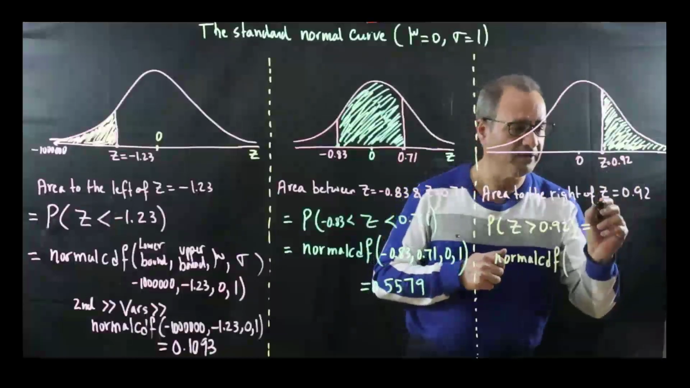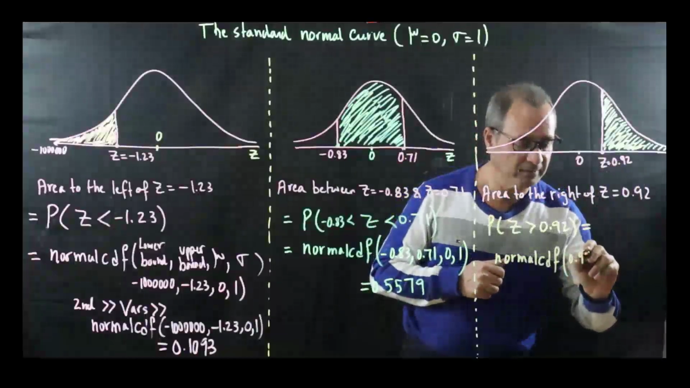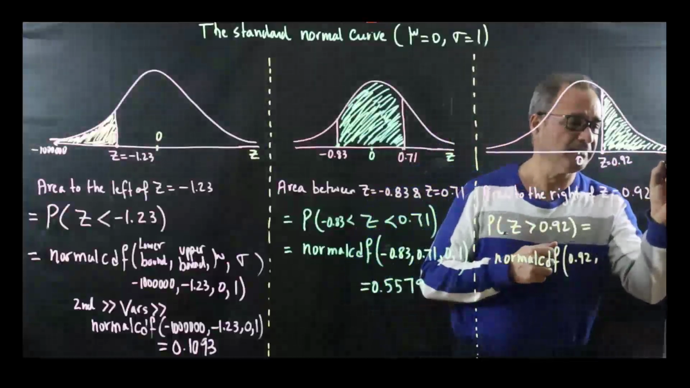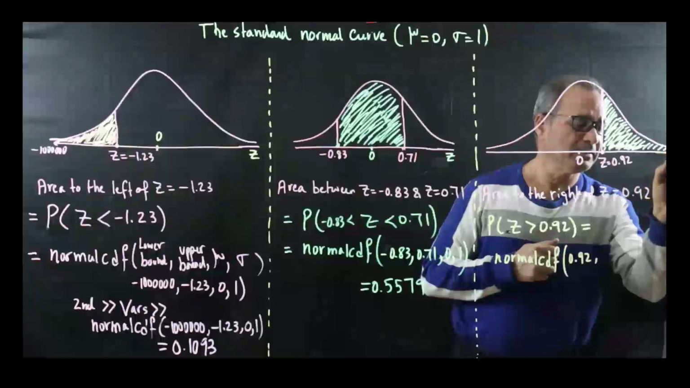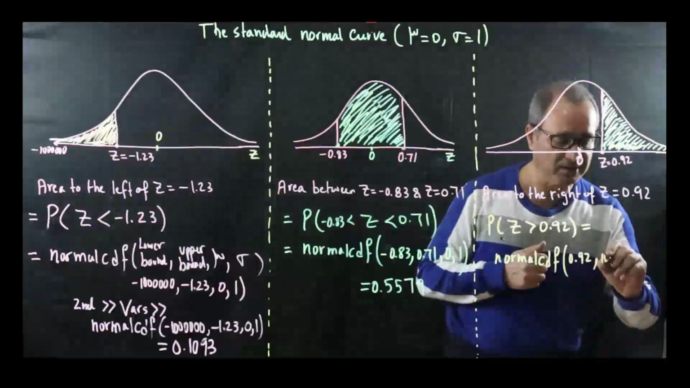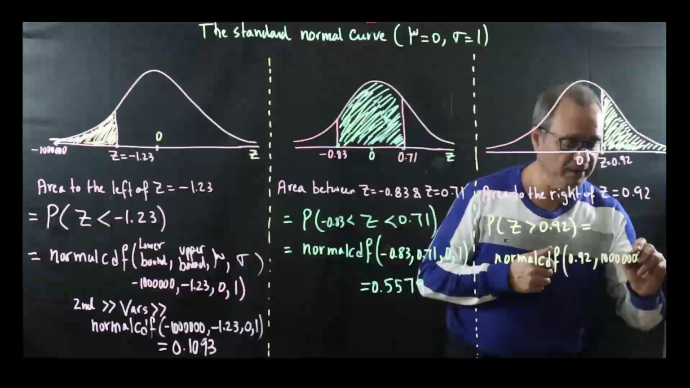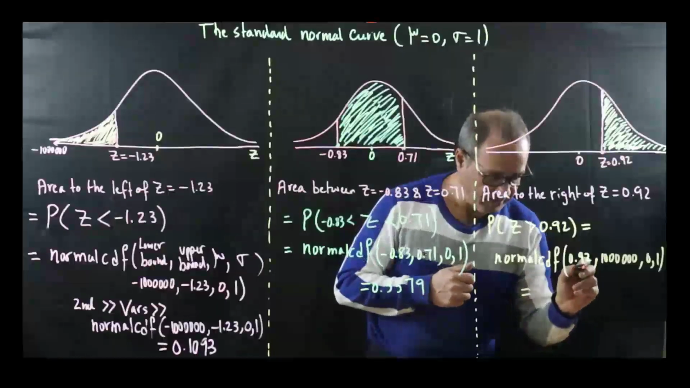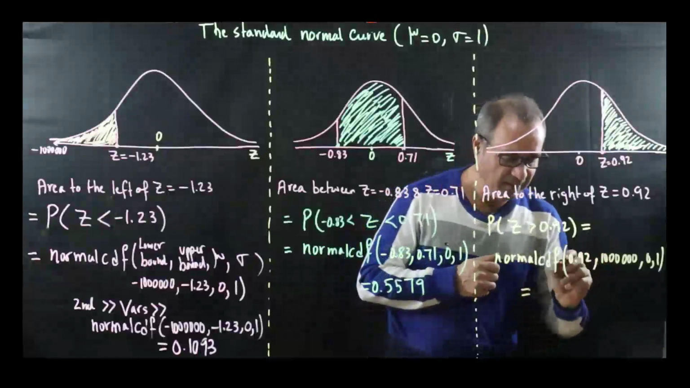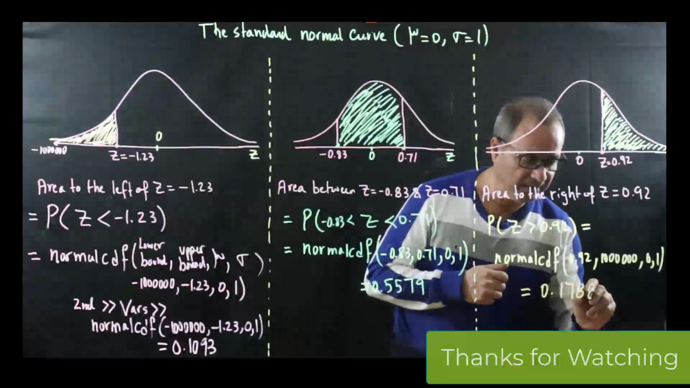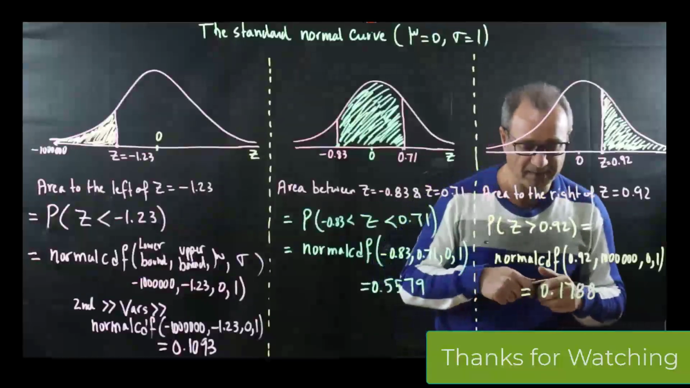Okay, what would be the lower bound? 0.92. What would be the upper bound? It's just like finding the areas to the left. The upper bound here, the tail extends indefinitely. So you need to use a very large number, but from the positive side. So I would suggest 1 million here, or 1 billion, and then 0 and 1. And if you do the math using your TI-84, or you can use the table provided with your book, that would be 0.1788 rounded to 4 decimal places.